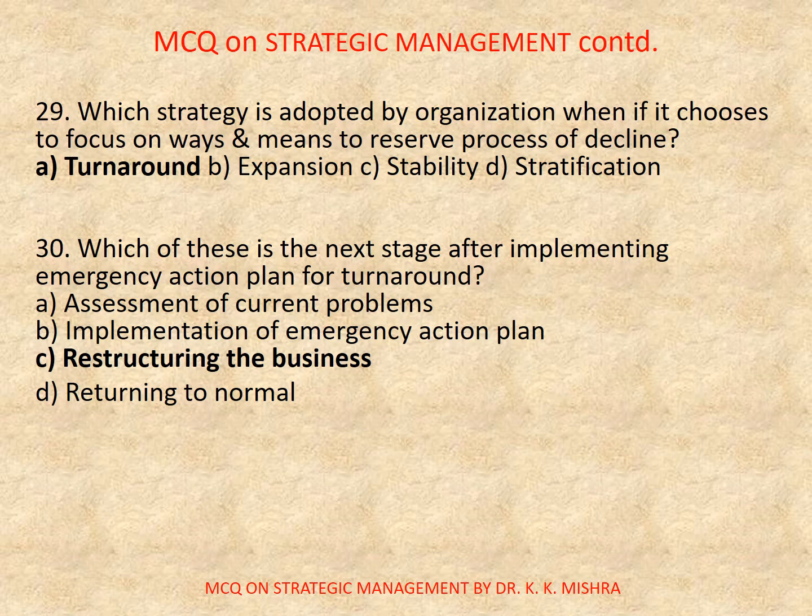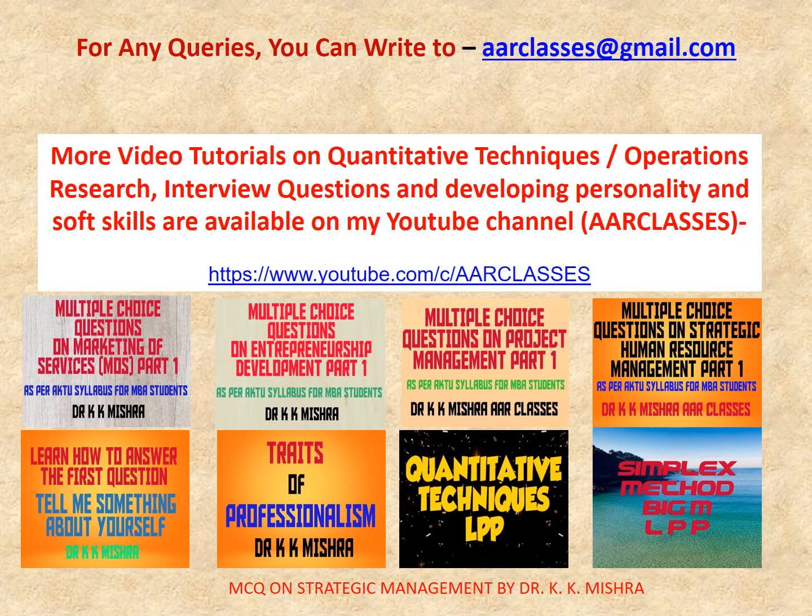30. Which of these is the next stage after implementing emergency action plan for turnaround? A. Assessment of current problems. B. Implementation of emergency action plan. C. Restructuring the business. D. Returning to normal. Correct option is C. Restructuring the business. So this was all about this video tutorial.